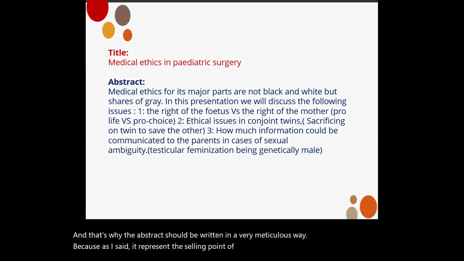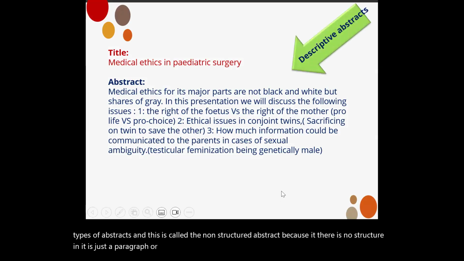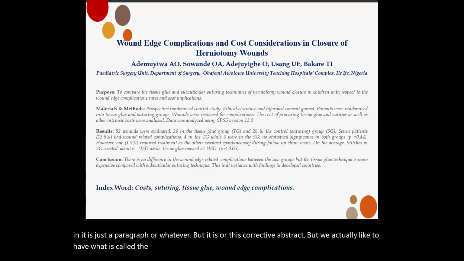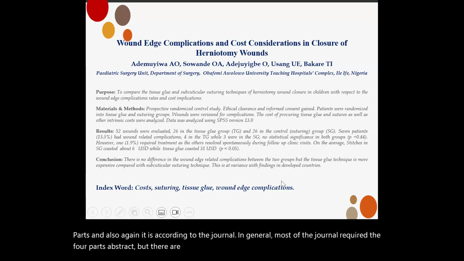There are many types of abstracts, and this is called the non-structured abstract because there is no structure in it. It is just a paragraph, or a descriptive abstract. But we actually like to have what is called the structured abstract, which is classified into 4 parts, and again, it is according to the journal. In general, most journals require the 4-part abstract, but there are many other journals requiring specific regulations to write this abstract.